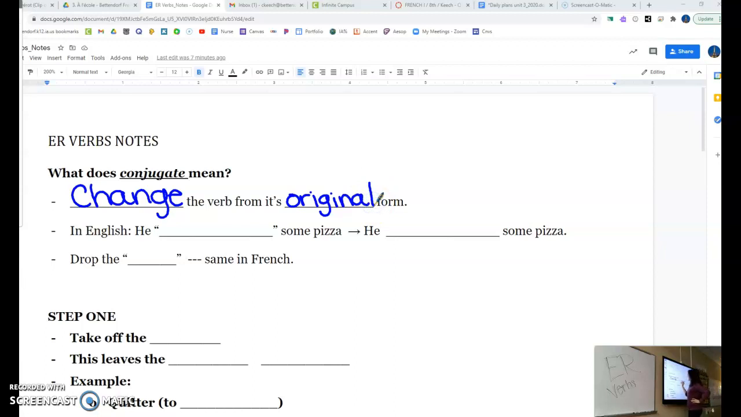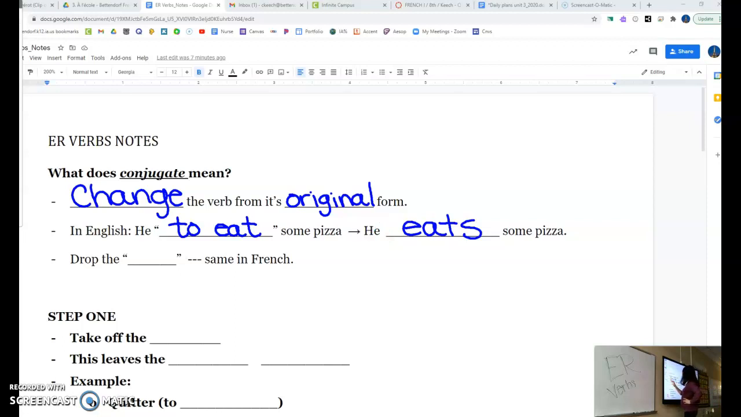In English, for example, all of our verbs have to in front of them. In French, our verbs have an ending. Rather than to at the beginning, they have an ending. We are learning all about all of the verbs that end with ER in this screencast. So in English, for example, we don't say he to eat some pizza. We say he eats some pizza. If we were using I instead of he, we would say I eat with no S at the end.